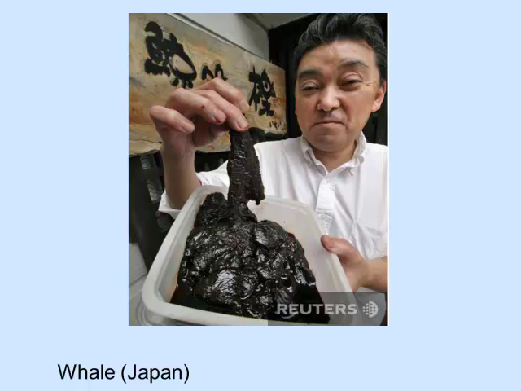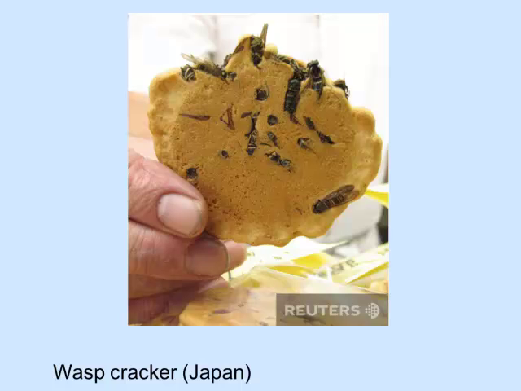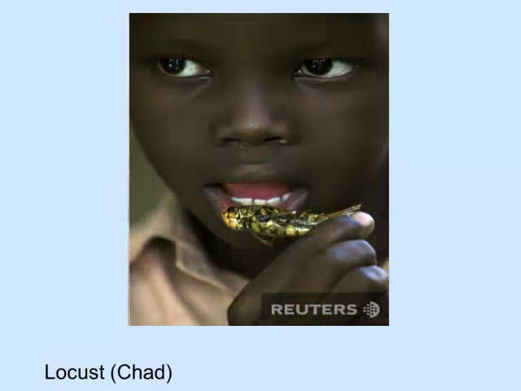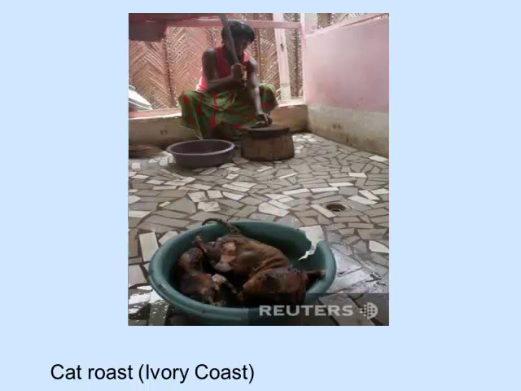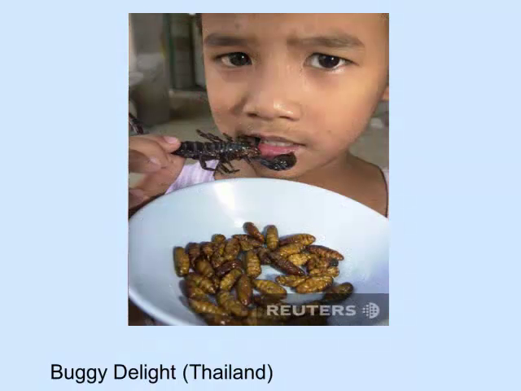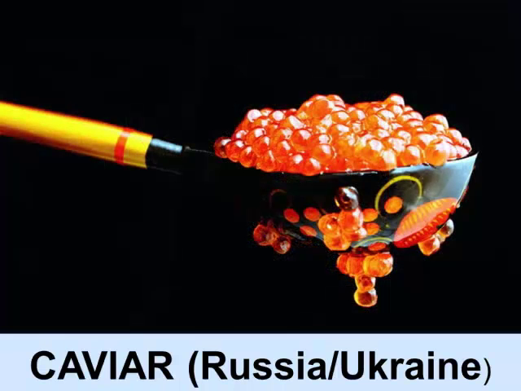And for dessert, you can have some wasp crackers. In Chad, Africa, a handful of locusts would be a much healthier snack than a bag of potato chips. Cat roast in Ivory Coast? Ouch. It's a good thing my cat Seymour is super skinny and very, very hairy. Not worth it. And another bug platter in Thailand. And finally, yes, caviar, a huge delicacy and status symbol in Ukraine and Russia.